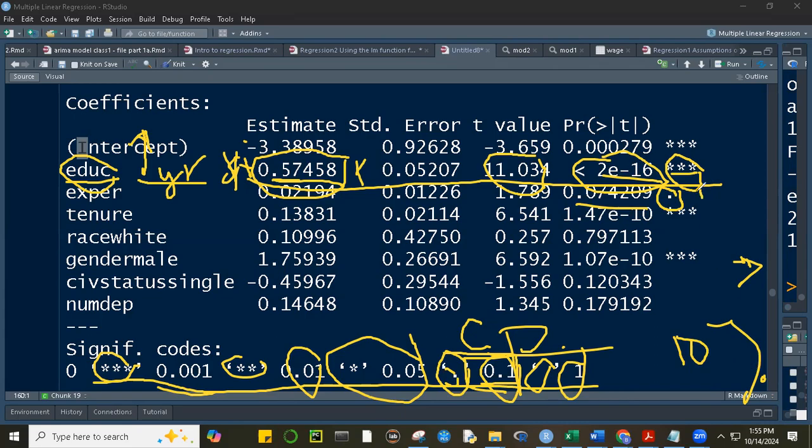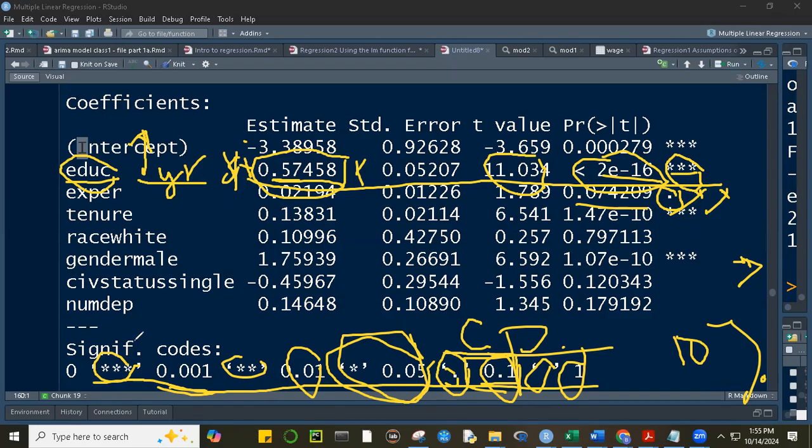Hindi siya nag 1 star, okay? 1 star sana siya class kung less than 0.05 siya. Hindi eh. If this was 0.044, then it would have been given a 1 star. Ibig sabihin, significant at 0.05. Okay, so that's the meaning of this. No? Itong 3 stars na to, significant yan at 0.1% or 0.001.